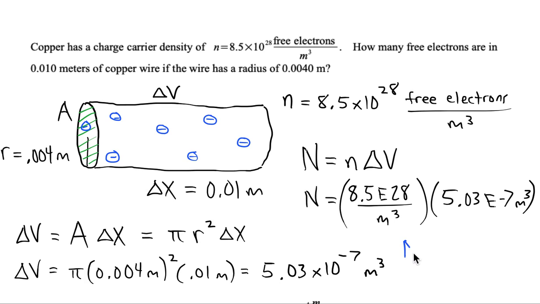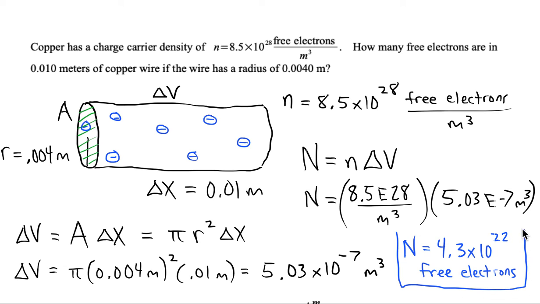The answer is 4.3 times 10 to the 22 free electrons. These will be the electrons that are involved in conduction of electricity.